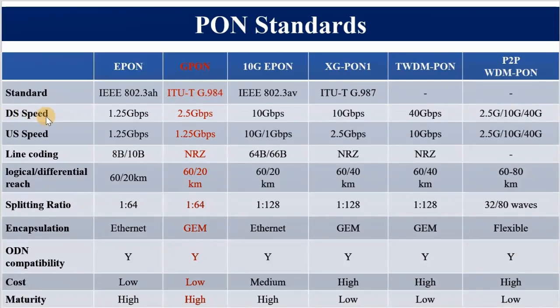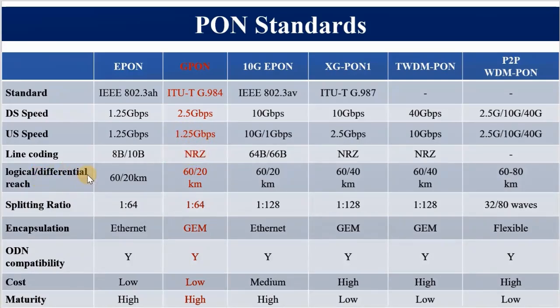The downstream speed of GPON is 2.5 gigabits per second in the downstream direction and 1.25 gigabits per second in the upstream direction. The line coding technique used on GPON is called non-return to zero. We've got a lot of line coding techniques, but we are going to use non-return to zero. The function of line coding is to make sure that the signal from our devices adapts to the characteristics of our transmission line, which is our optical fiber.